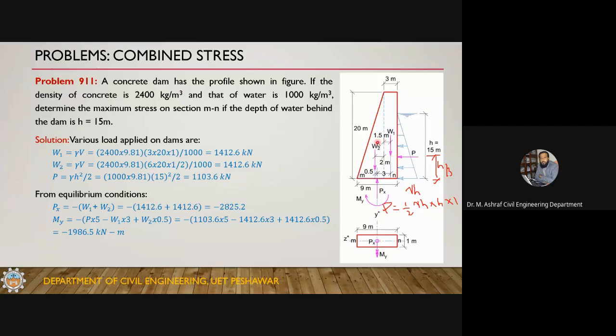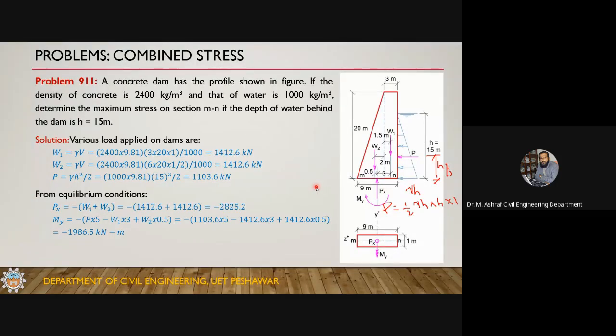Here you can see W1, here you can see W2. The points of application of the loads are shown. This load W1 must be acting at the mid of this 3 meter, and this W2 must be acting at a distance of 1/3 from this. So this is totally 6 meters, so 1/3 is 2 meters, so it must be acting at 2 meters. Okay, and now apply the equilibrium conditions.